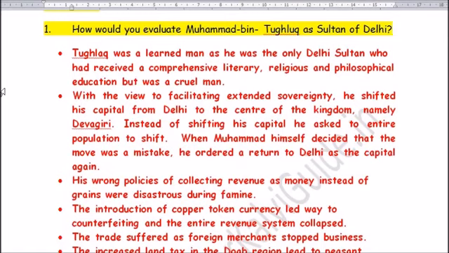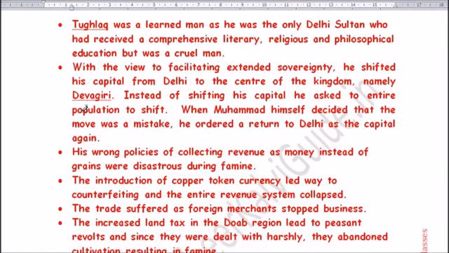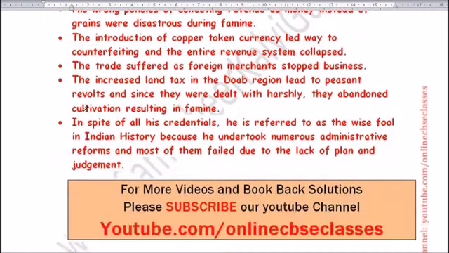When he himself decided that the move was a mistake, he ordered a return to Delhi as the capital again. His wrong policies of collecting revenue as money instead of grains were disastrous during famine. The introduction of copper token currency led to counterfeiting and the entire revenue system collapsed. The trade suffered as foreign merchants stopped business. The increased land tax in the Doab region led to peasant revolts, and since they were dealt with harshly, they abandoned cultivation, resulting in famine.